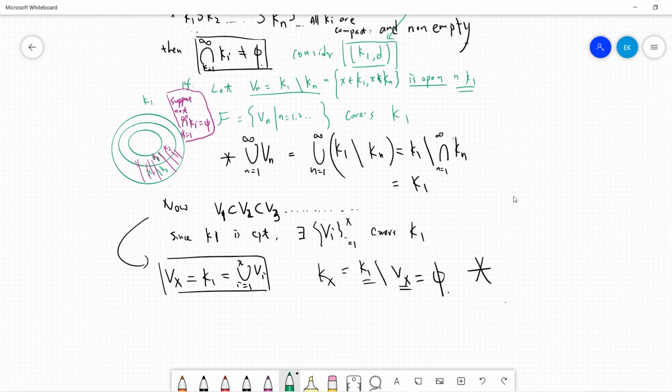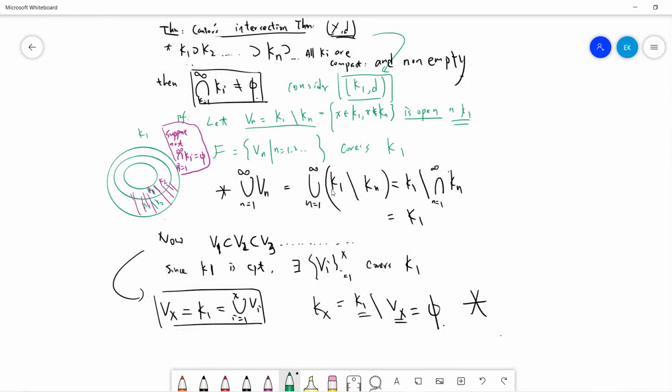But now the problem is that K1 is compact, right? So obviously you can find a finite subcover. We also have V1 subset of V2 subset of V3, and so on, because we keep deleting a smaller part. Since K1 is compact, I can write down the finite subcover, labeling the first as 1 and the final as x. So Vx is larger than everything and will cover everything. The union of Vi, i from 1 to x, will be Vx, and it equals K1.